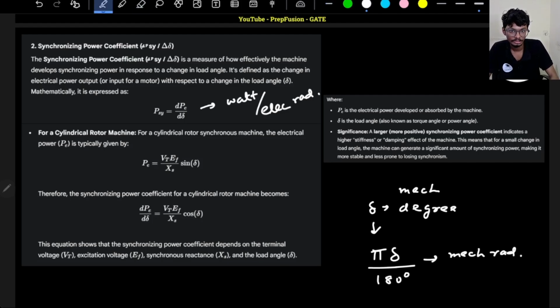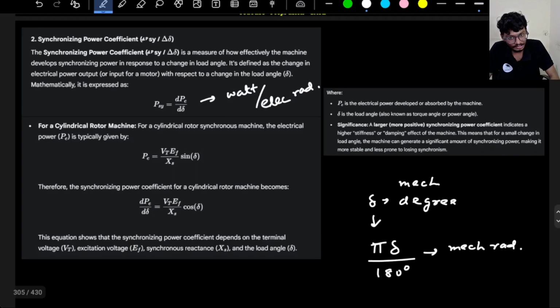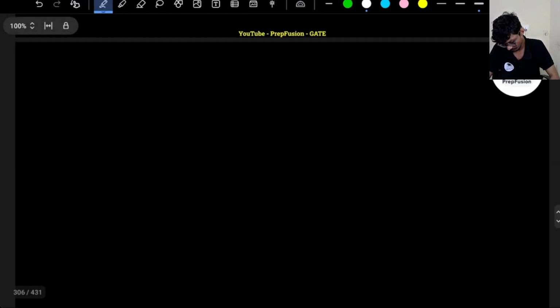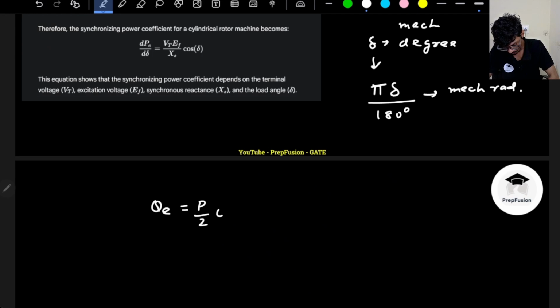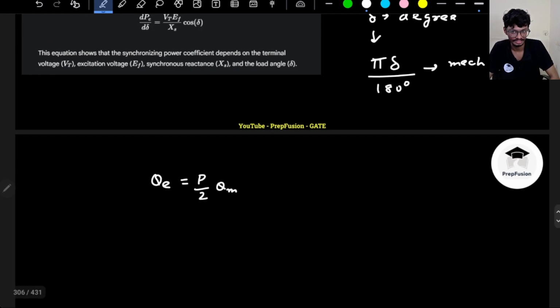Next, your delta must be in electrical radians, right? It should not be in mechanical radians, it should be in electrical radians. So how will I convert it into electrical radians? One thing I remember: my electrical angle is equal to P by 2 times theta mechanical. This much I remember. Am I correct? Electrical angle will always be higher than theta mechanical.